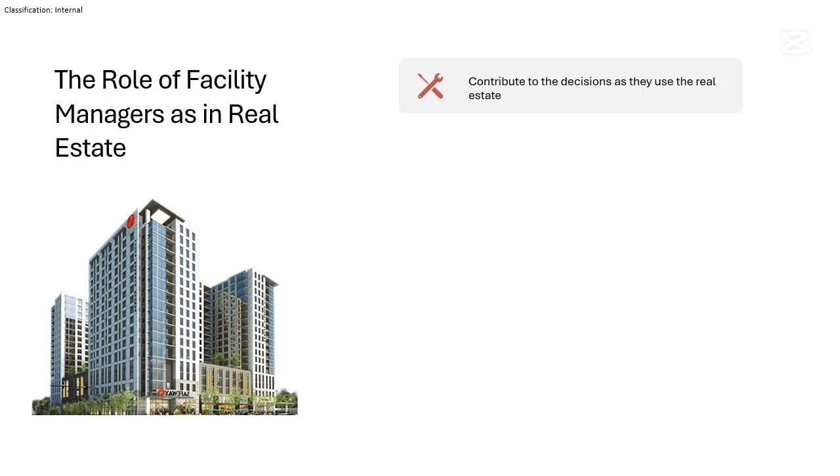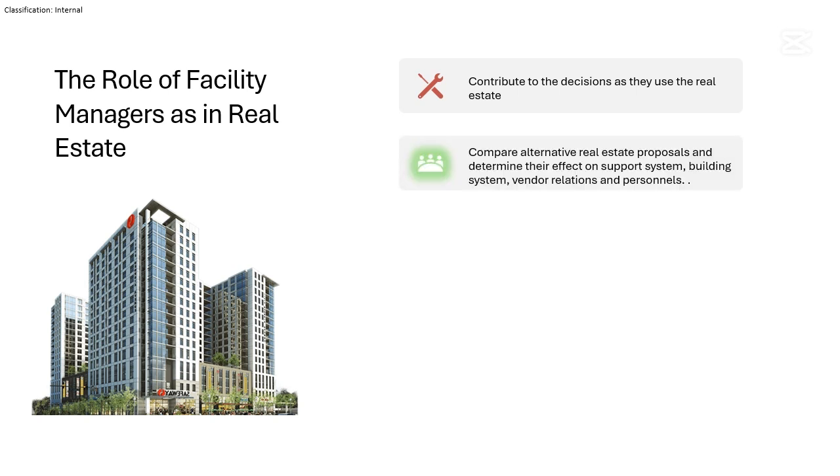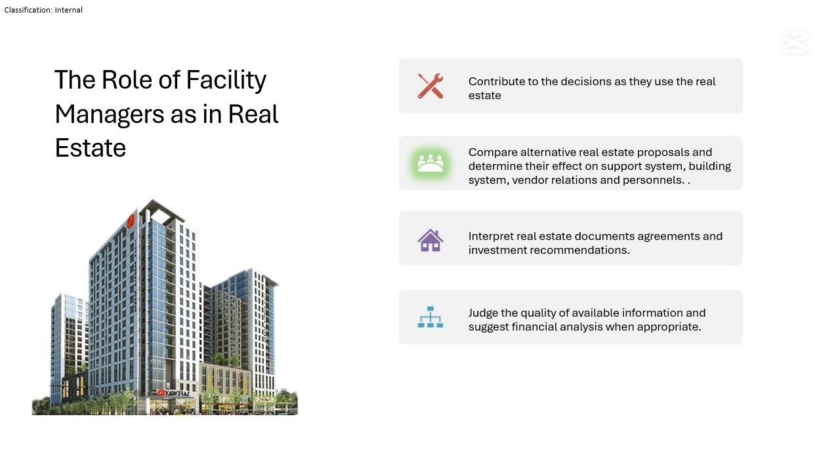Next is contributing to the decisions on how to use the real estate. Compare alternative real estate proposals and determine their effect on the support system, building system, vendor relations, and personnel. Interpret real estate documents, agreements, and investment recommendations. Judge the quality of the available information and suggest financial analysis when appropriate. Confirm the accuracy of the documents and agreements.